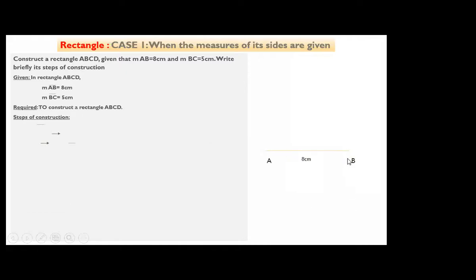First of all, let's draw a line segment AB of 8 centimeters. Then we have to put the compass on B. Why on B? Because BC is given, right? If AD were given, we could put the compass over A. Here BC is given, so we are going to put the compass on B. Open the compass more than half, and we have to make this semicircle.